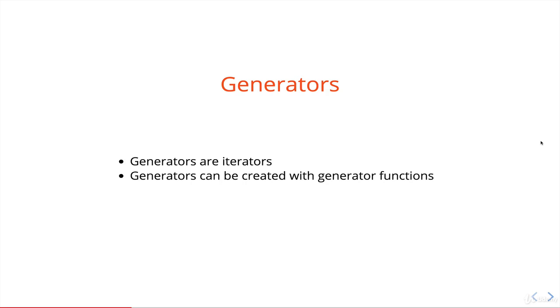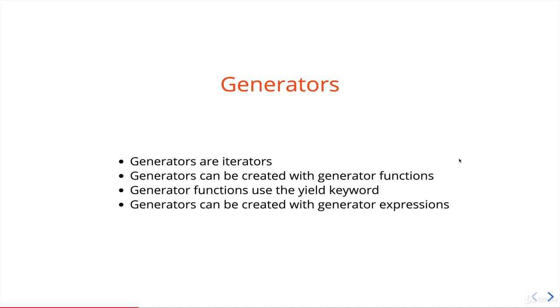And they can be created in two ways. The first is with generator functions, which use the yield keyword. We'll come back to that. And the second is by using generator expressions, which you may recall we talked about very briefly in the built-in functions section of this course. But let's start by talking about generator functions.